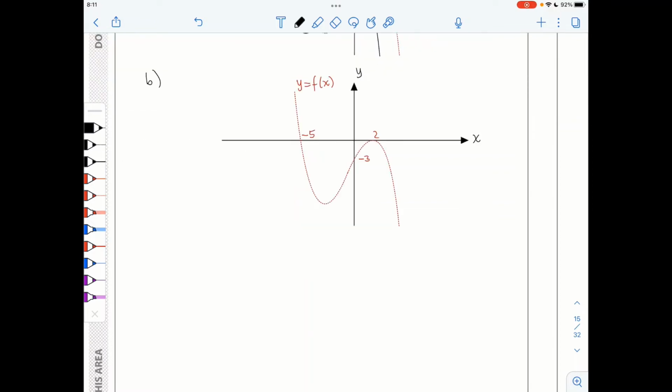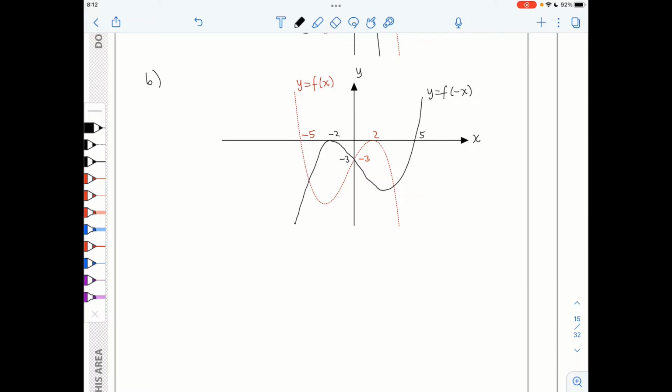For part B, we said that the transformation y is f of minus x corresponds to a reflection along the y-axis. It's obvious that the cut at -5 will now come at 5. The cut at 2 will go to -2, and the cut on the y-axis will remain there. It's invariant, this particular point, and therefore we expect the graph to look something like this. So this is the 5, this is the -2, this is the -3, so this is y is f of minus x.